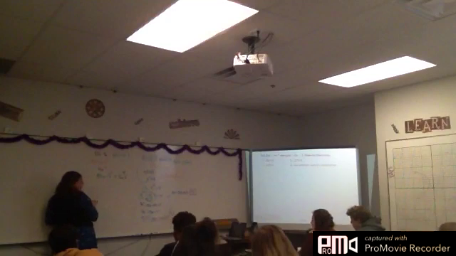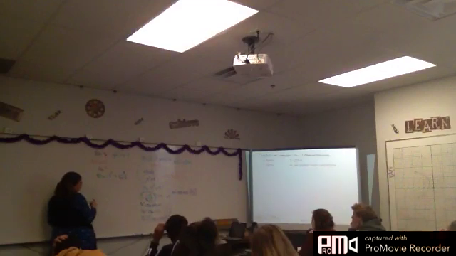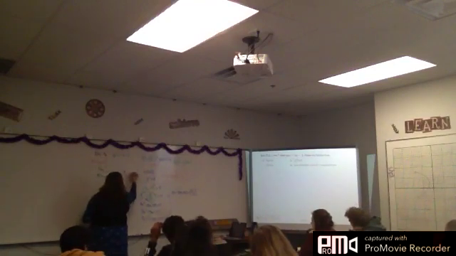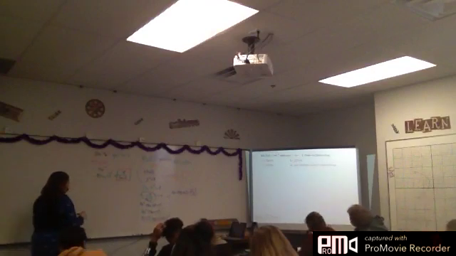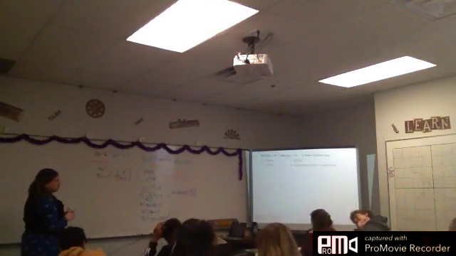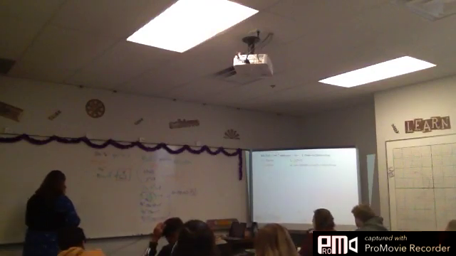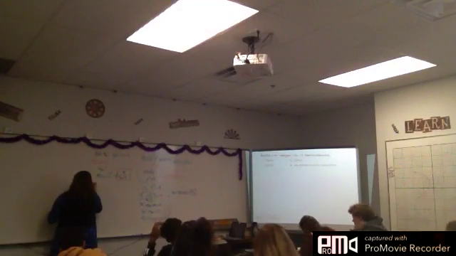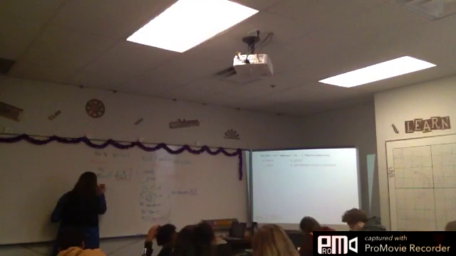Can I do anything from there? Nope, that's as far as I can go. Can't factor anything out, I can't do anything else. That is what f of g of x is. Part B wants us to do g of f of x.